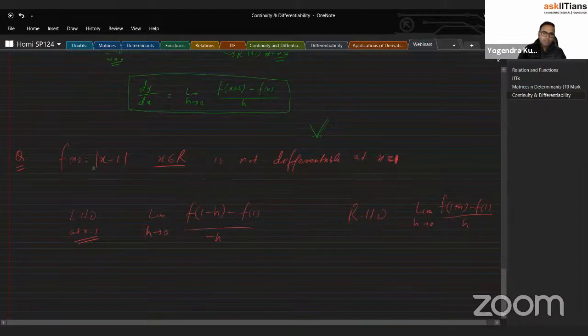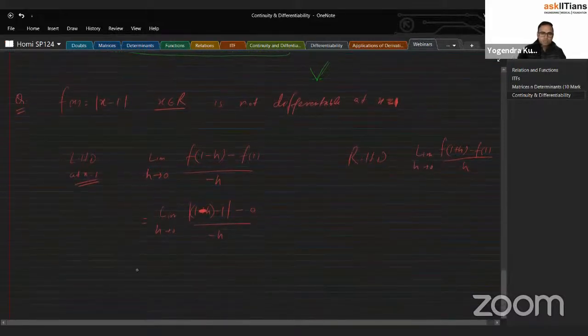So now f(x) is this. Limit h tends to 0. f(1 plus h) will be what, guys? Can I replace x as 1 plus h? Sorry, 1 minus h here, because I'm replacing x as 1 minus h. Clear, everyone? x is replaced by 1 minus h. Now f(1): if I put 1 here, I'm getting 0, and mod of 0 is 0 only, so minus h.